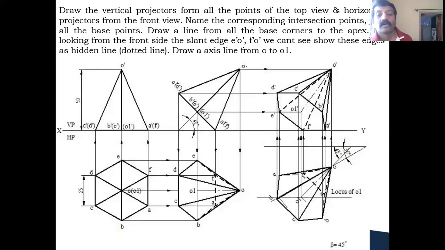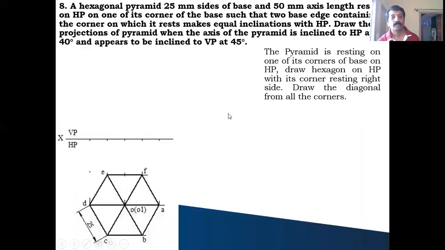So this is how you complete the orthographic projection of the hexagonal pyramid given in this condition. Next, one more example we will discuss, a hexagonal pyramid only. The corner condition, one example we will discuss.